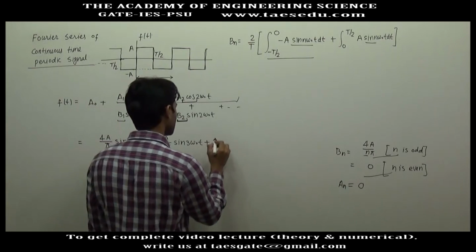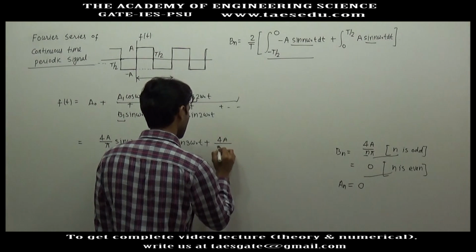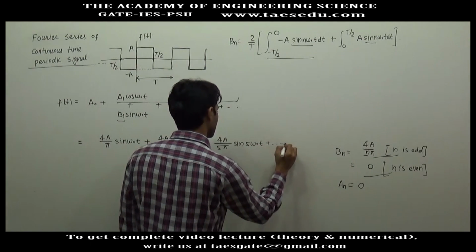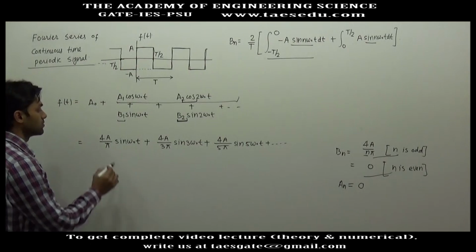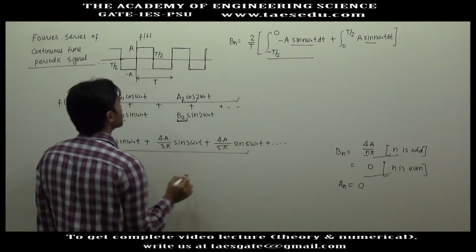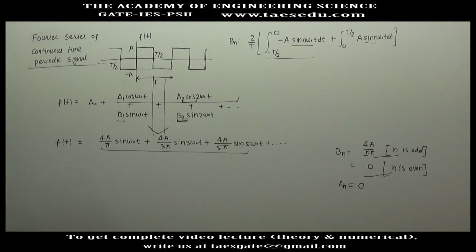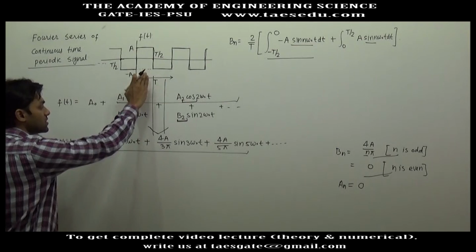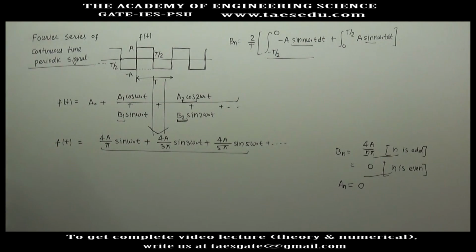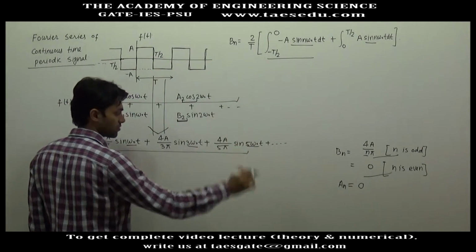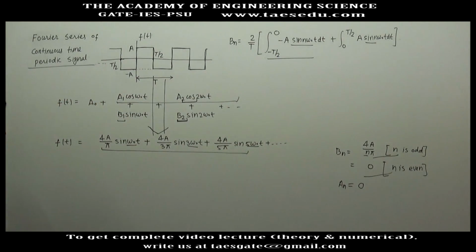Similarly 4a by 5 pi sin 5 omega naught t, and so on. So this is the sinusoidal representation of this square wave. In the sinusoidal representation of this signal, there are no even terms, no even harmonics. You have the fundamental component, third harmonic, fifth harmonic, only odd harmonics, and even in odd harmonics you don't have any cos terms, you only have sine terms.